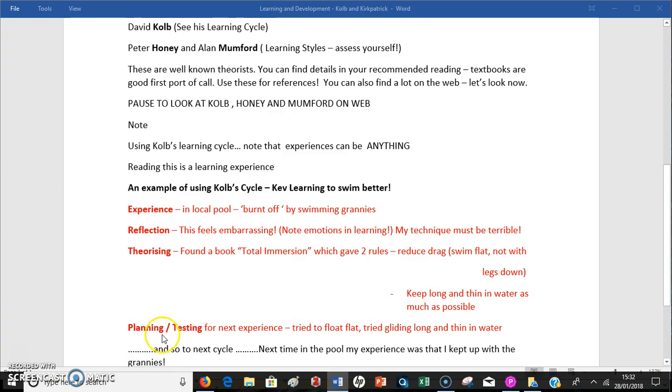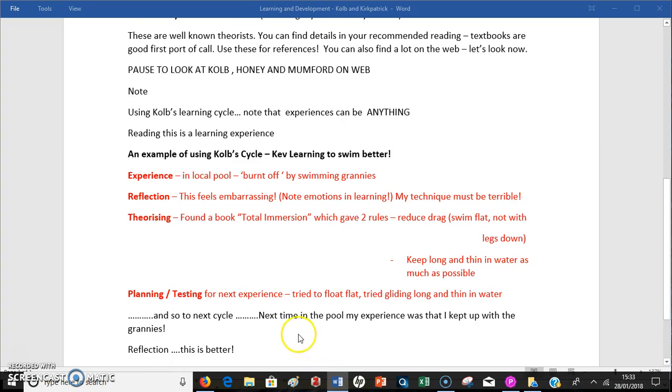So what I went and did was I actually tried out these things in the pool. I tried to float flat with my legs up, and I found I could do it. Sort of almost going downhill. And then I tried to glide long and thin in the water, to keep as long and thin as possible, and I found I could do that. So the next time I was swimming in the pool against others, I actually managed to keep up with the grannies.